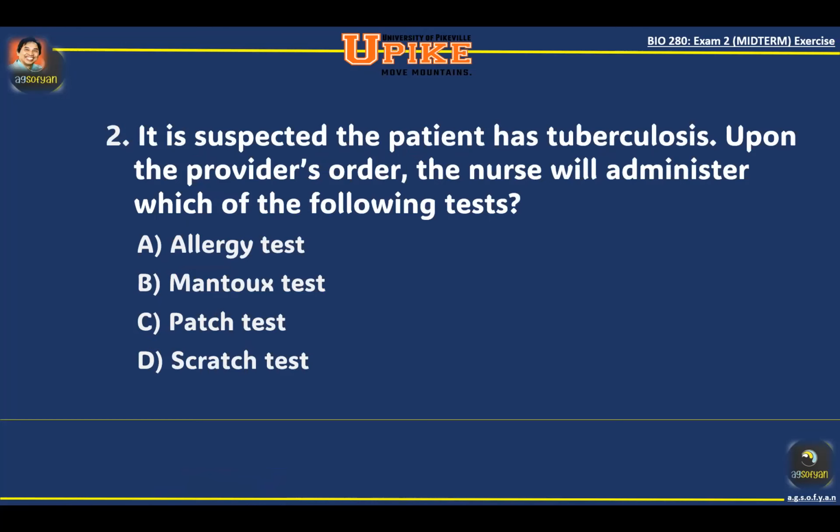Number 2, it is suspected the patient has TB, tuberculosis. Upon the provider's order, the nurse will administer which of the following tests? So what is the test for checking or to know the TB? A, B, C, or D?